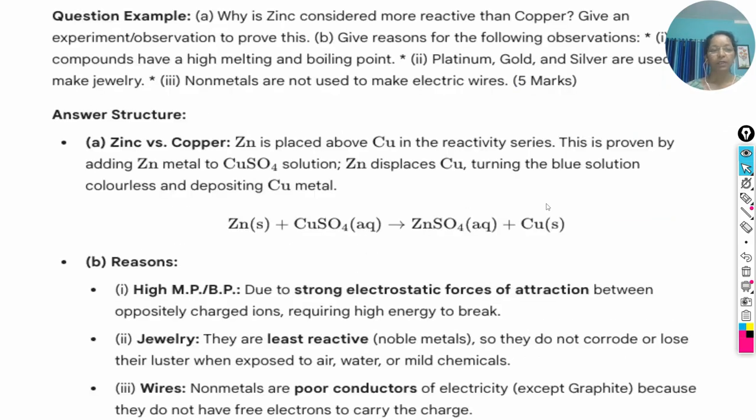Then the next question: why is zinc considered more reactive than copper? Give an experiment or observation to prove this. Give reasons for the following observation.